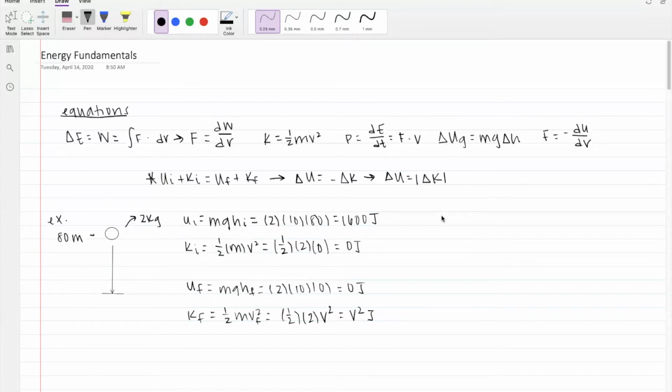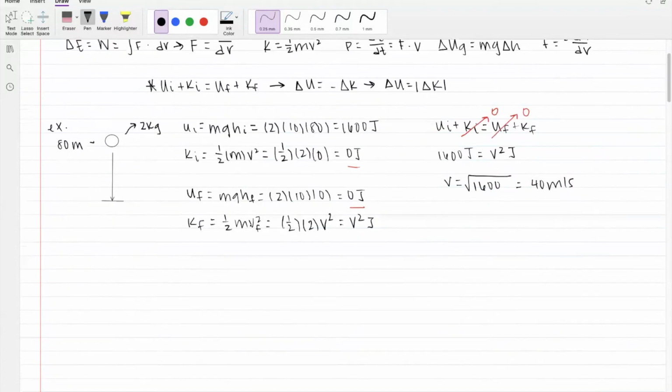All right, so let's look back at our equation. U initial plus kinetic energy initial is equal to U final plus K final. And we determined that the initial kinetic energy is equal to 0 and the final potential energy is equal to 0. So we have U initial, which is 1600 joules, equal to our kinetic energy final, v squared joules. So v is equal to the square root of 1600, which will give us 40 meters per second.